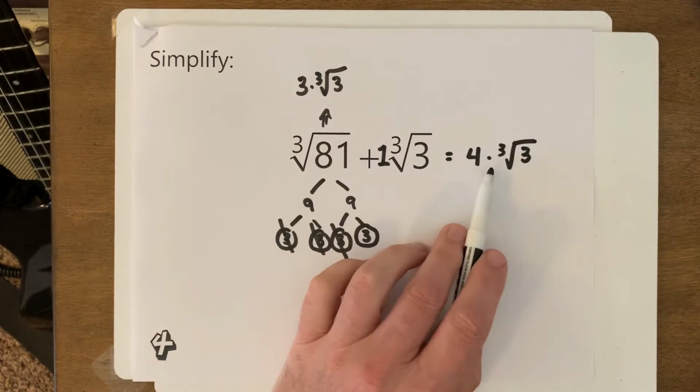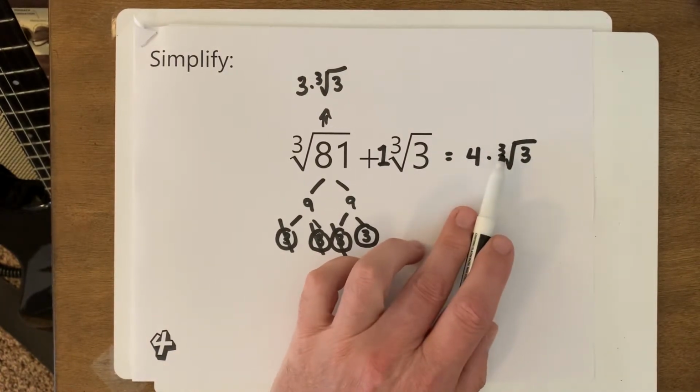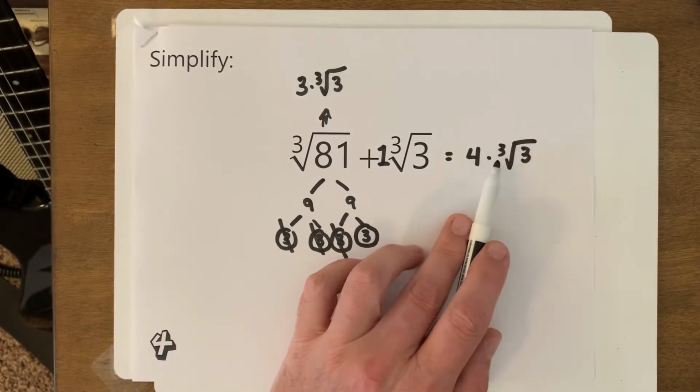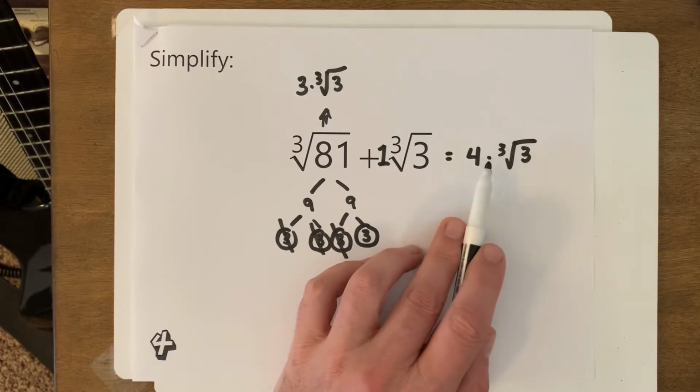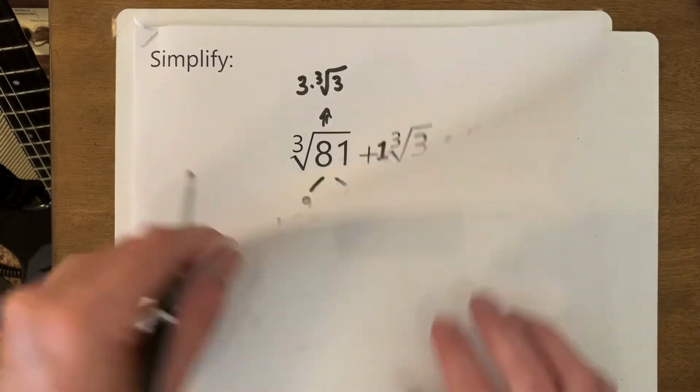So why did I put that little dot there? I don't want anybody confusing that 4 and that 3 as being together and thinking it's 43 or something like that, or 4 times 3 is 12. No, I want to keep that 4 separate out front, and I usually space them out with a little dot there for multiplication. It's a good habit. All right.